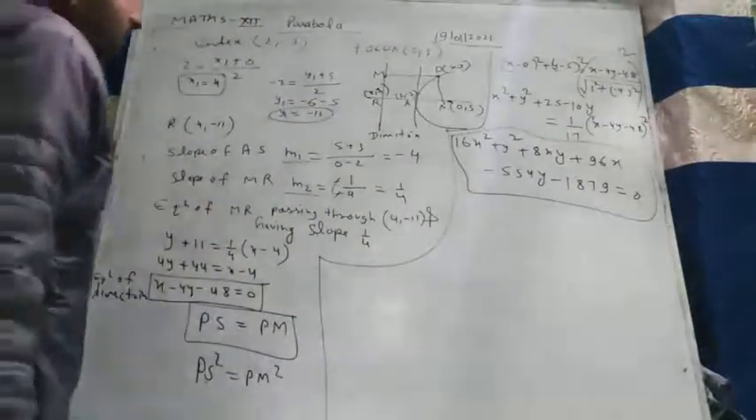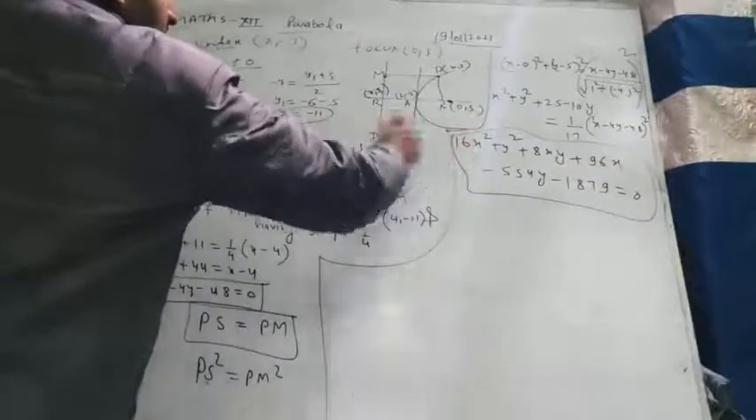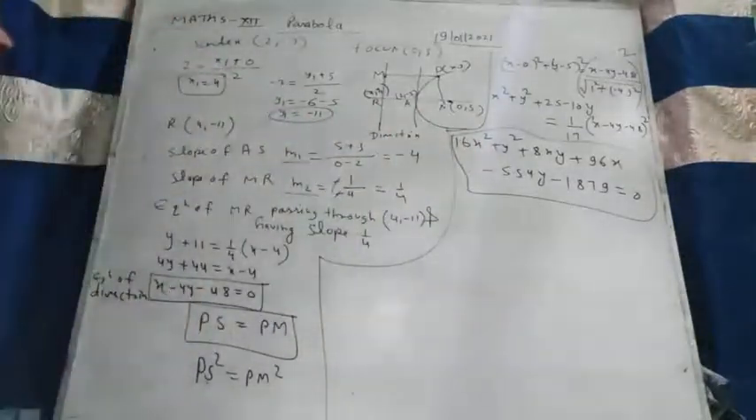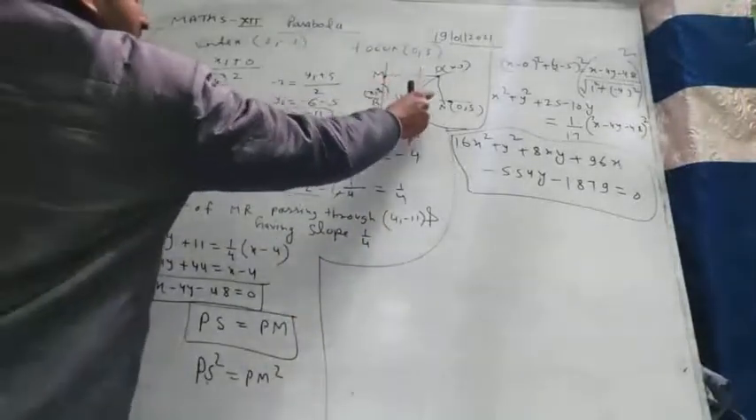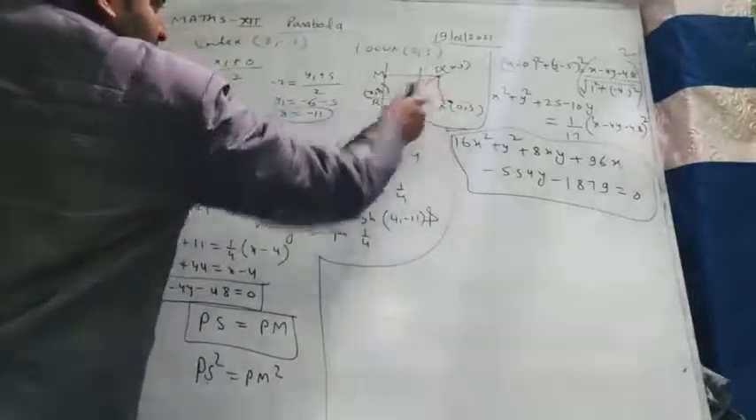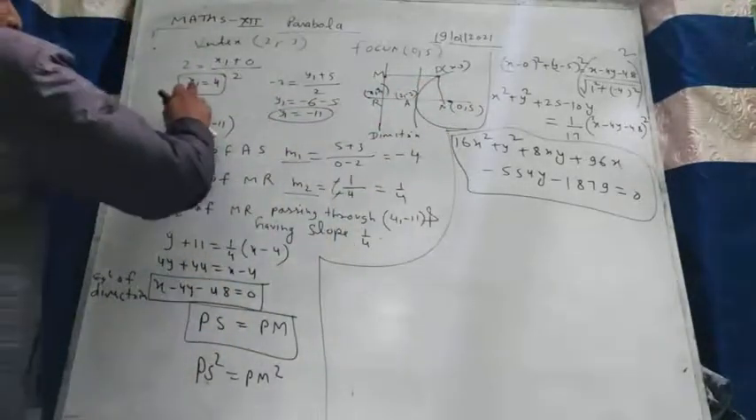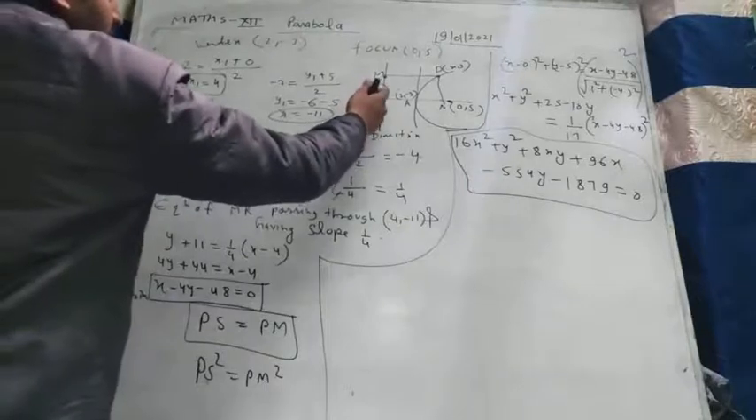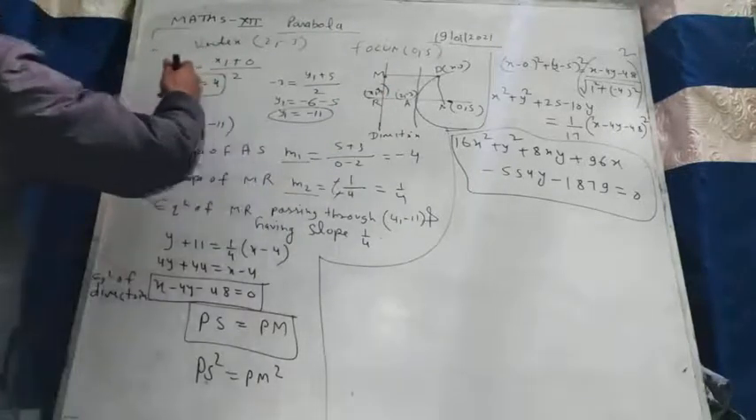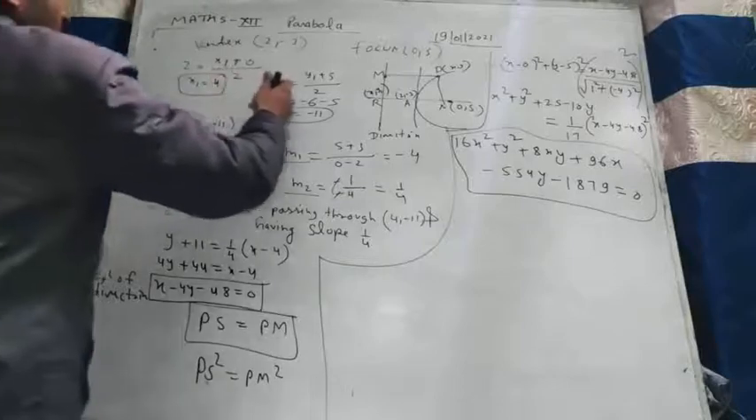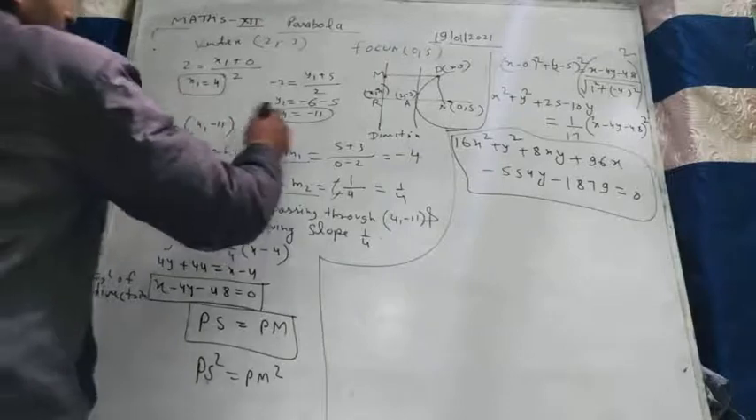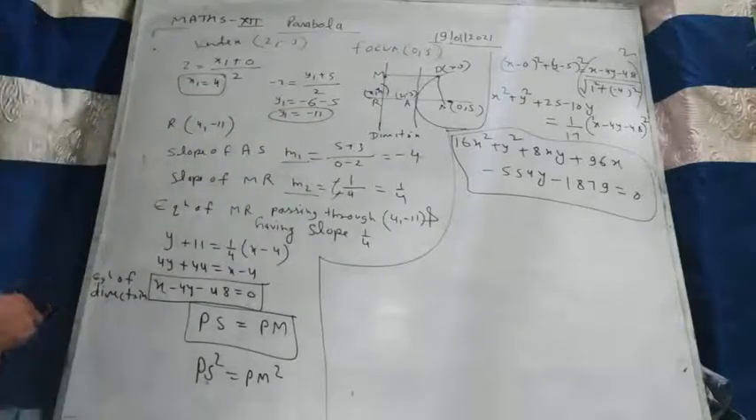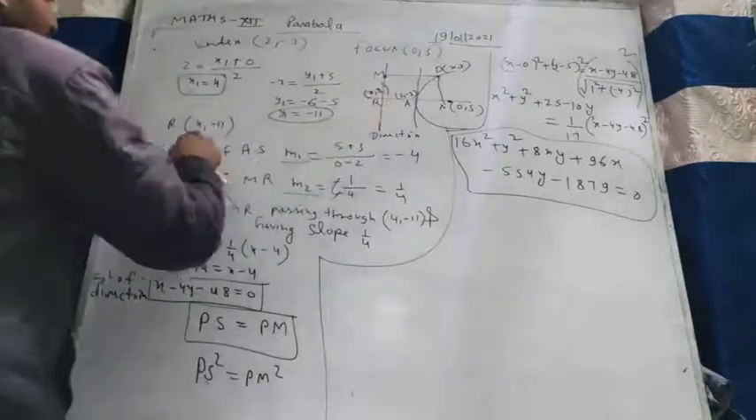Let's see once again. This is our parabola, this is our focus and this is the vertex, and we have to find the equation of this parabola. Okay student, we see that this is our directrix and this vertex is the midpoint of the directrix and focus. Let's suppose the coordinate of R is x1, y1, so we write 2 is x1 plus 0 by 2 and minus 3 is y1 plus 5 by 2, and we get x1 is 4, y1 is minus 11. So the coordinate of R is 4, minus 11.